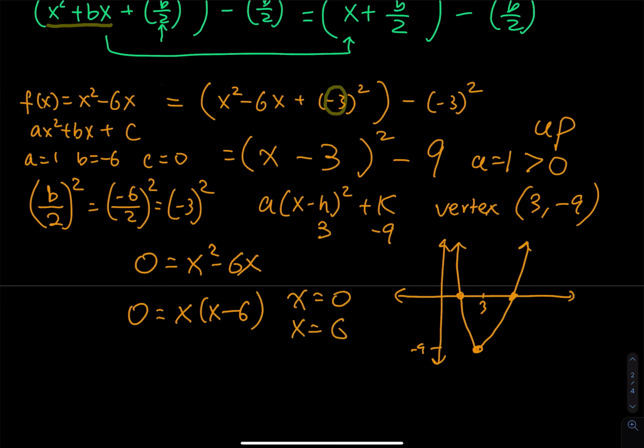So this one should go through the origin at x equals 0. The other one is at x equals 6. So those are the two x-intercepts. Let me give you another example.